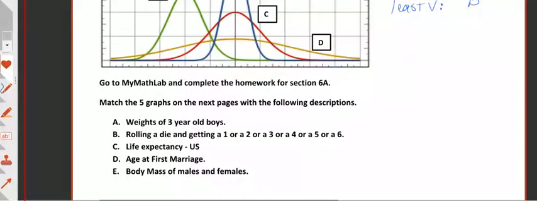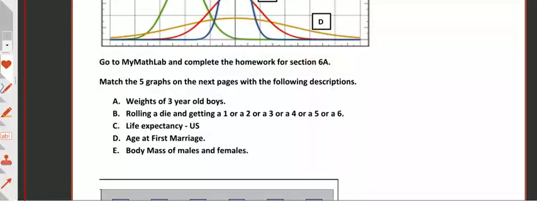To wrap this up, here is what I've got, and I want you to do this on your own, then put the video back on to check your results. I've got 1, 2, 3, 4, 5 descriptions that I want you to match with 5 graphs on these last 2 pages. And in these 5 graphs, one of them represents the weights of 3-year-old boys.